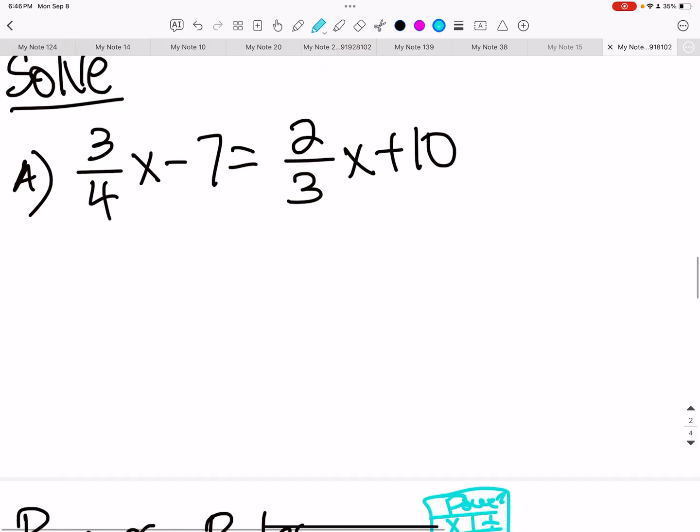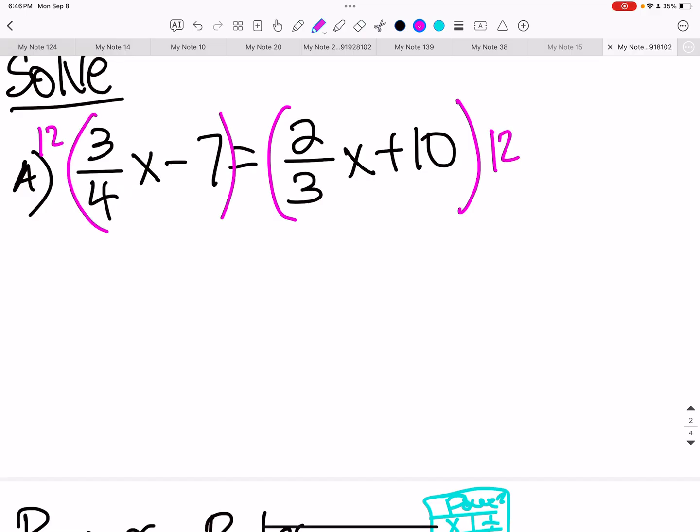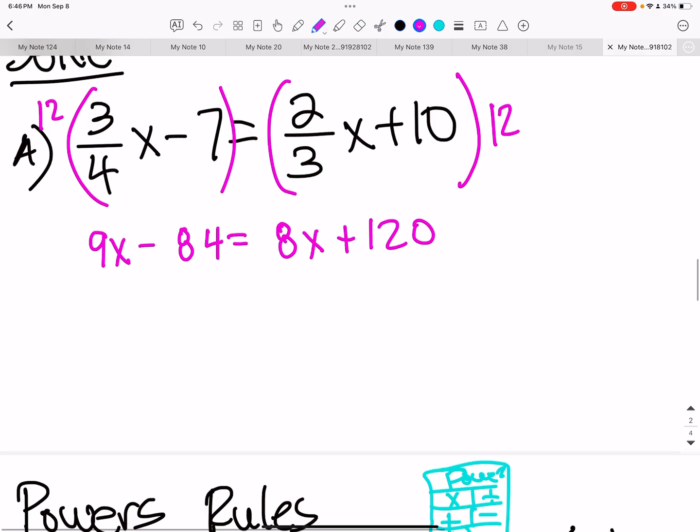All right, up here, let's see if we can get, if I multiplied everything by 12, that would be really easy to get rid of 4s. 12 divided by 4 is 3 times, so that makes that 9x. Minus, 14, carry the 1, minus 84 equals. 12 divided by 3 is 4, so times 2x is 8x. Plus 120. Is this right? Did I do this right? Or did I just write random stuff? I don't know. All right, let's see.